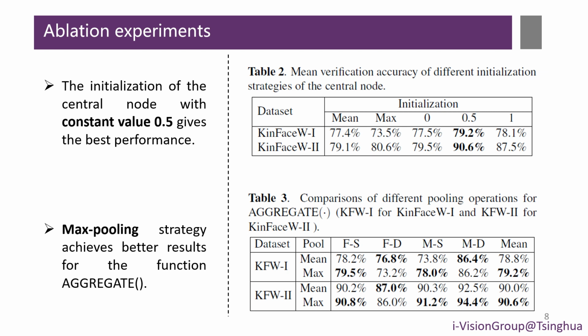We also have two different pooling operations for function aggregate, max pooling and mean pooling. We observe that the max pooling achieves better results, perhaps it can better select more important information while the mean pooling treats all messages equally.